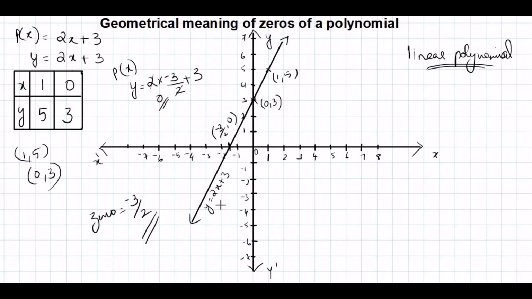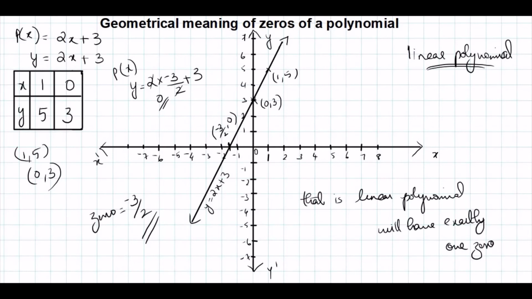So in general you can say the 0 of the polynomial 2x plus 3 is the x coordinate of the point where the graph meets the x-axis, or intersects the x-axis. So you know, for a linear polynomial always the graph will be a straight line. That means the line will meet the x-axis only at one point. That is, a linear polynomial will have exactly 1 0.